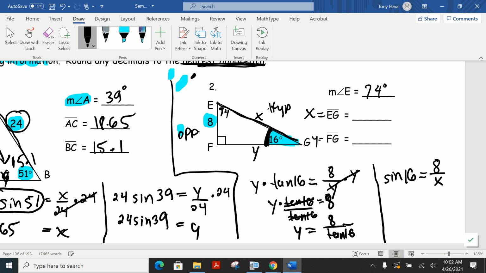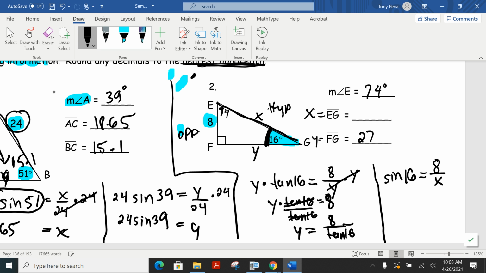All right, so throw that in for me. I'll use my calculator. So 8, and then you're dividing by the tangent of 16. And this is what, Y? Y is FG. All right, what's that give us? I got 27. Seems reasonable. Anybody else getting that? 27.